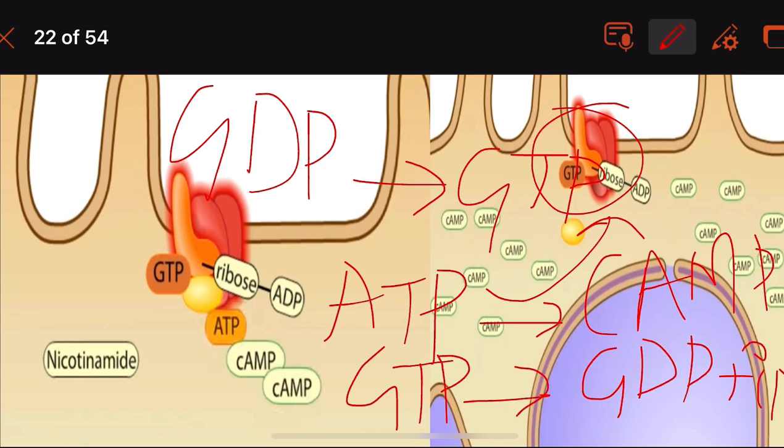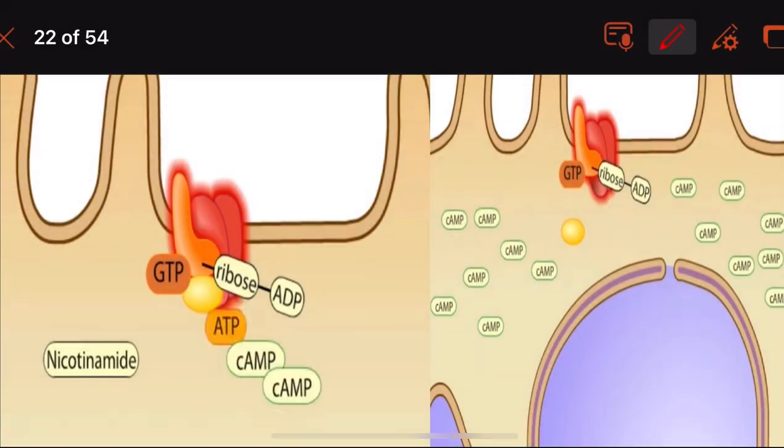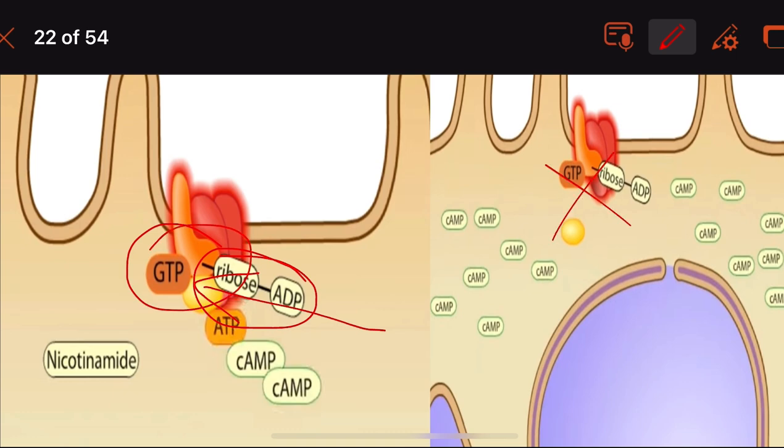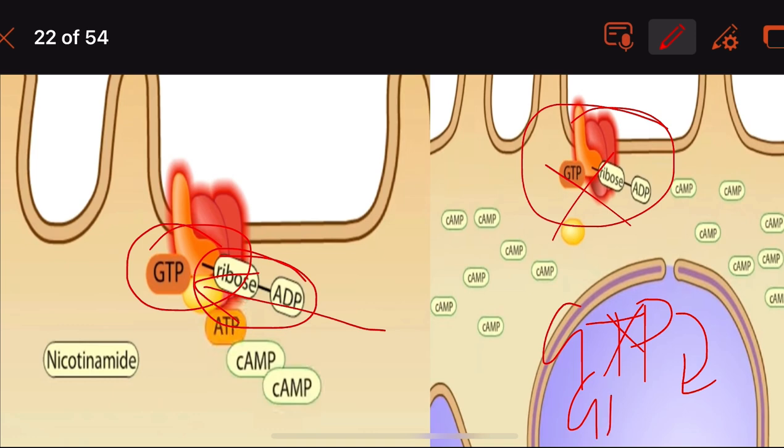But here what's happening? Since the ribose and ADP are blocking the activity of this alpha subunit, no more normal activity is carrying on. There is a block of this cleavage, which is not happening. The GTP is not coming back to GDP and inorganic phosphate. Can you see this molecule here? No, it's not happening. As a result, the G protein has been prevented from cleaving into the GDP and inorganic phosphate.